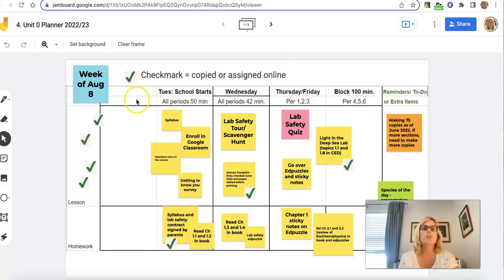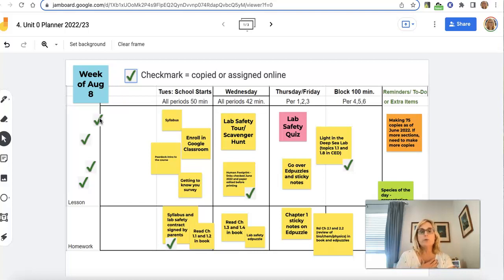So what I do with Jamboard is I make a background template, and then I just put these sticky notes here and I can switch things around. So as I'm planning and figuring out what to do, I'm constantly moving things. Then I have these check marks, and the check marks are for me to know when I've actually sent stuff to be copied, because I don't remember all the time if I've sent it.